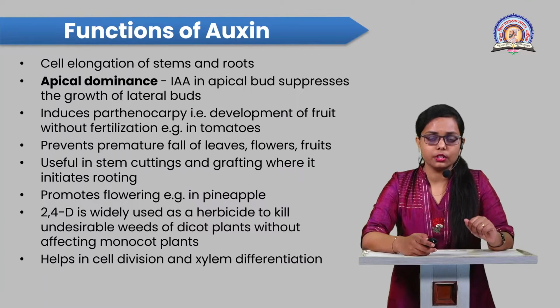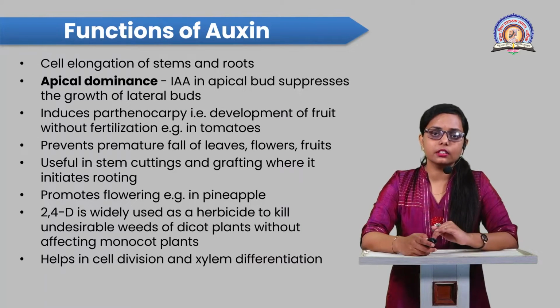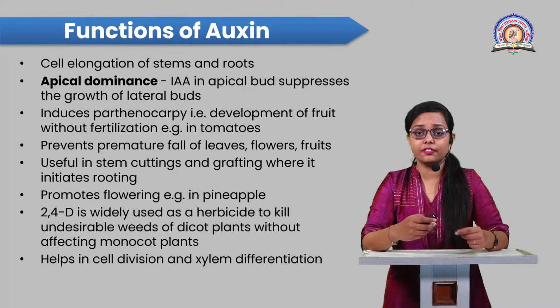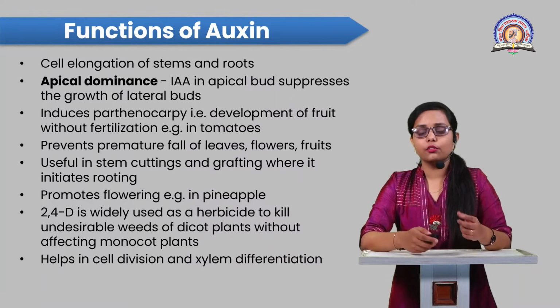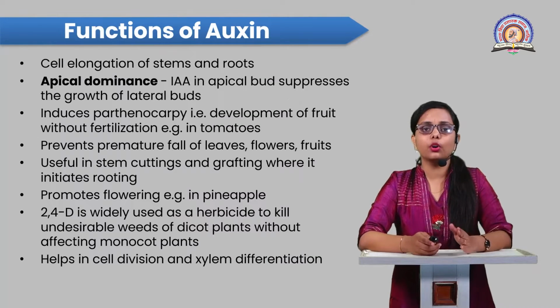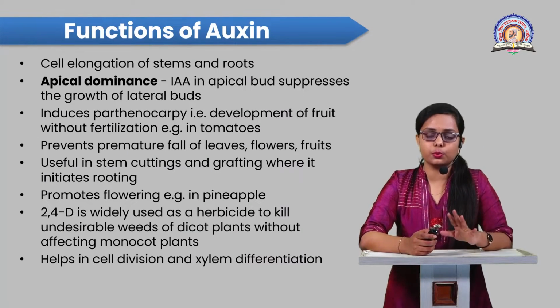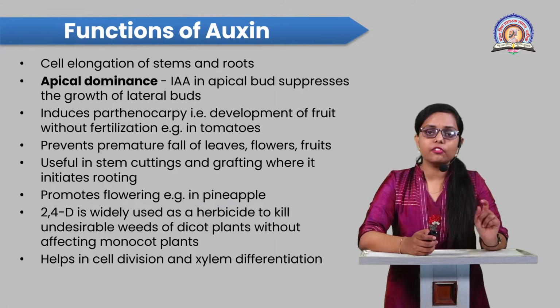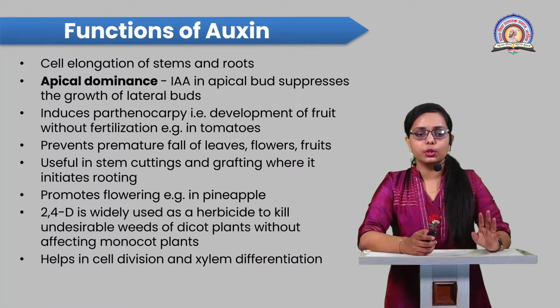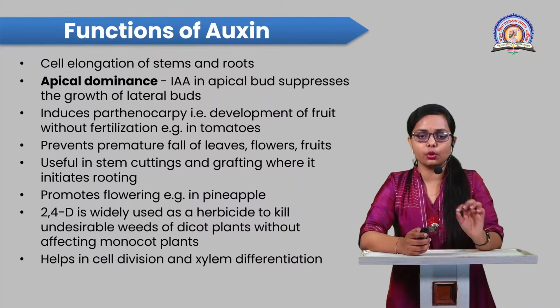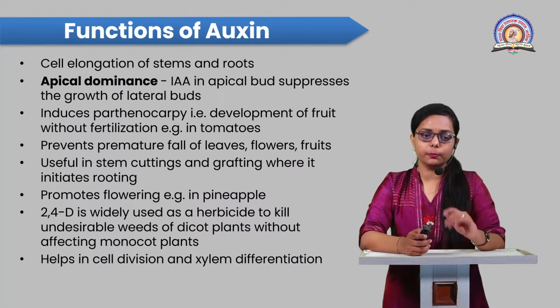When we cut the stem for vegetative propagation, or when we graft the scion and stock for vegetative propagation, we require an artificial hormone which will initiate the rooting and shooting. At that time we can apply artificial auxin to it so that it would initiate the rooting, and then the rooted plant we can keep in the soil and grow the new plant.